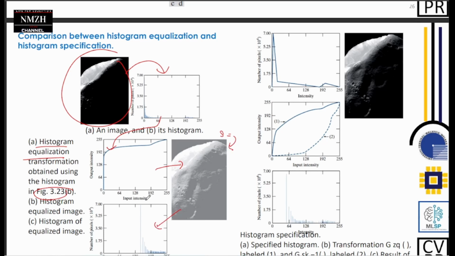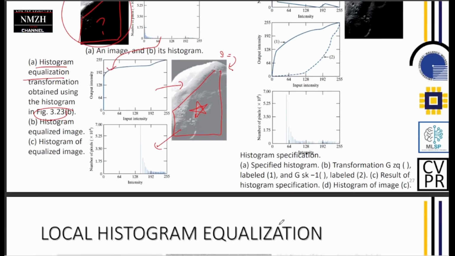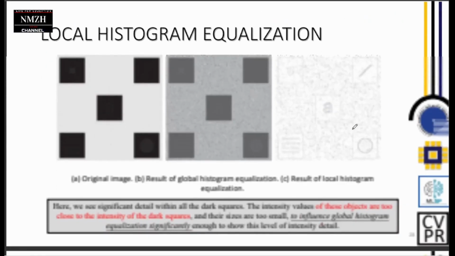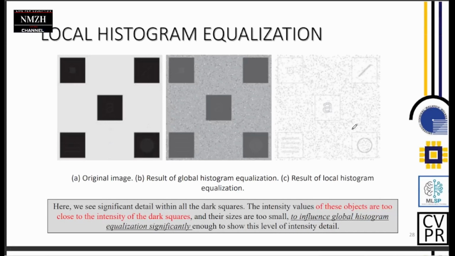Okay, so we can see the area of this particular thing can be seen right now. Okay, so similar goes to this one too. We have this one for the idea of transforming the G, Z, Q, and so on. Okay. Right. So next one is the local histogram equalization.